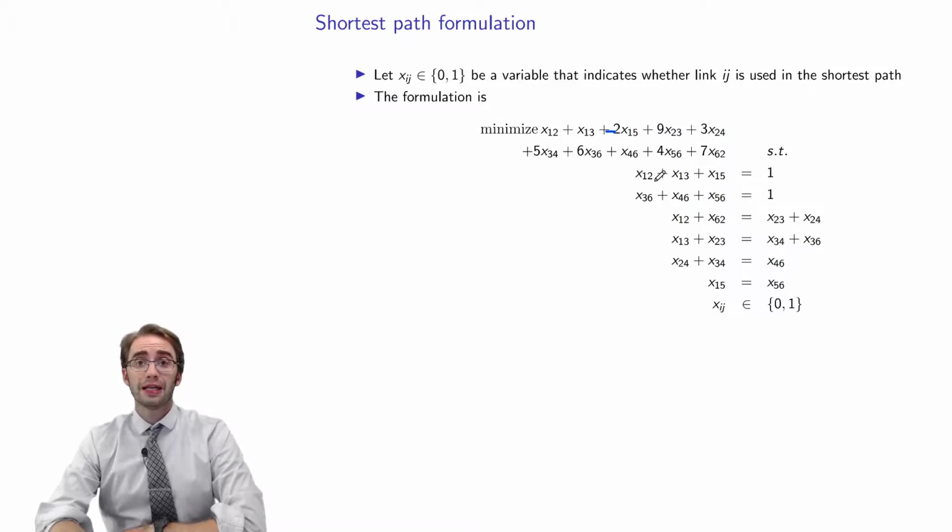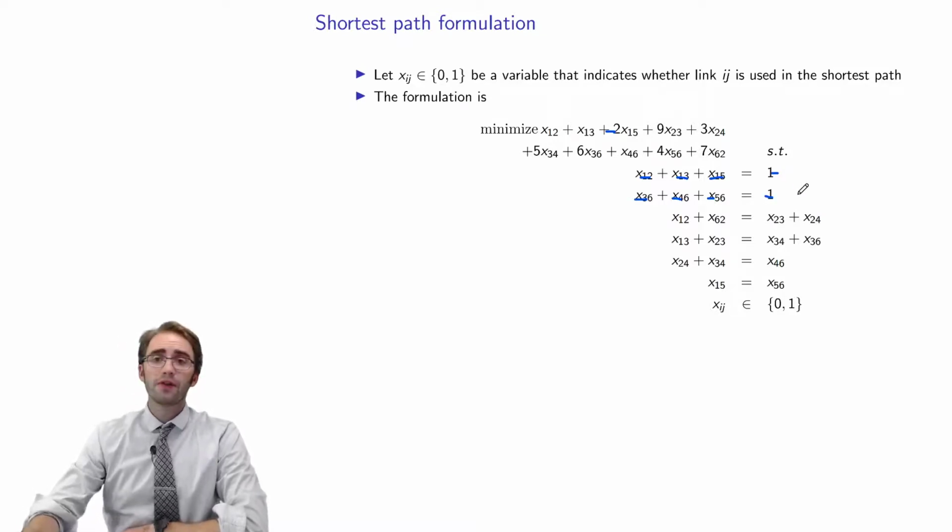So I have to leave from node 1, which means that you take all those edges that are leaving node 1, that's x12, x13, and x15, and that has to sum to be equal to 1, because you have to be leaving from node 1. So one of those has to be used. You also have to be entering node 6, and so therefore x36, x46, x56 has to be equal to 1 as well.